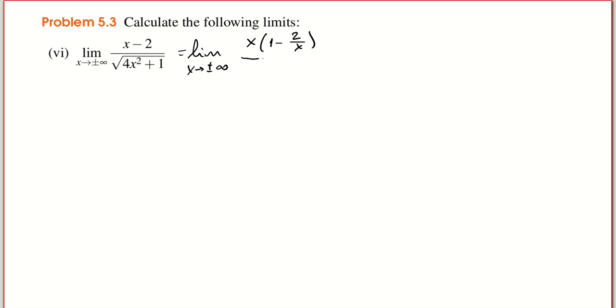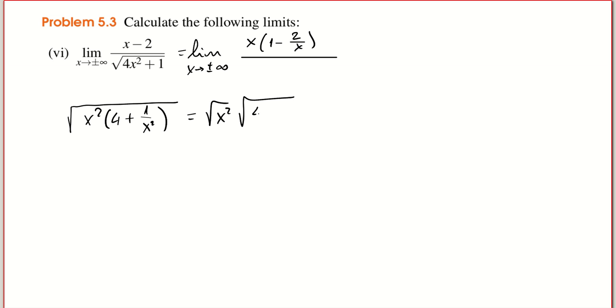The denominator is slightly different because, well, let me do it separately. We can factor out x squared in the denominator, so we can write this as this, okay? And now we can separate this into the square root of x squared and the square root of 4 plus 1 over x squared. This is not problematic because this goes to 0, so this is the square root of 4, which is 2. But the question is, what is the square root of x squared?